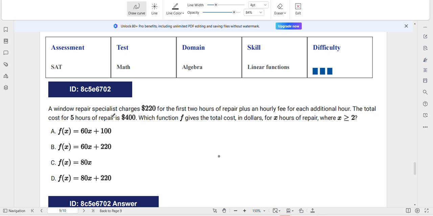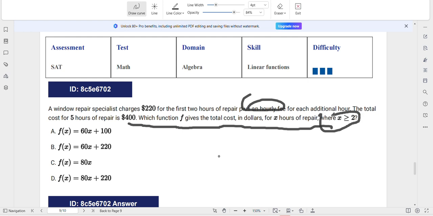A window repair specialist charges $220 for the first 2 hours of repair plus an hourly fee. This is very important: an hourly fee for each additional hour. The total cost for 5 hours of repair is $400. Which function f gives the total cost in dollars for x hours of repair, where x is greater than or equal to 2? So this is very important. We have to find which particular function represents the given situation.